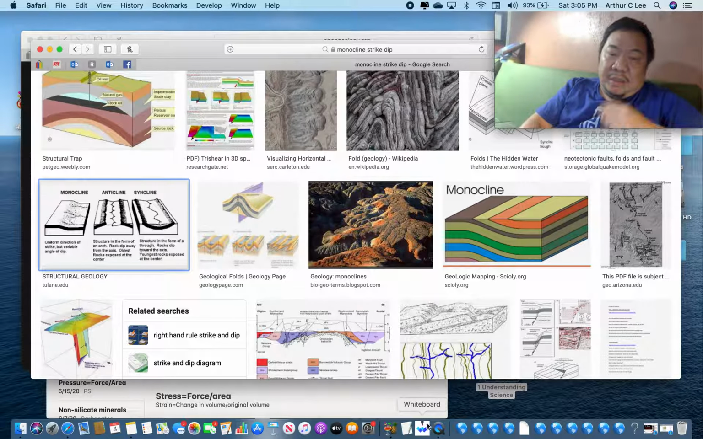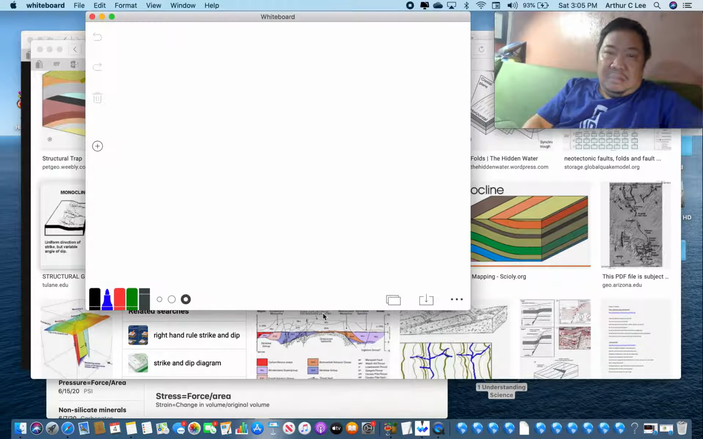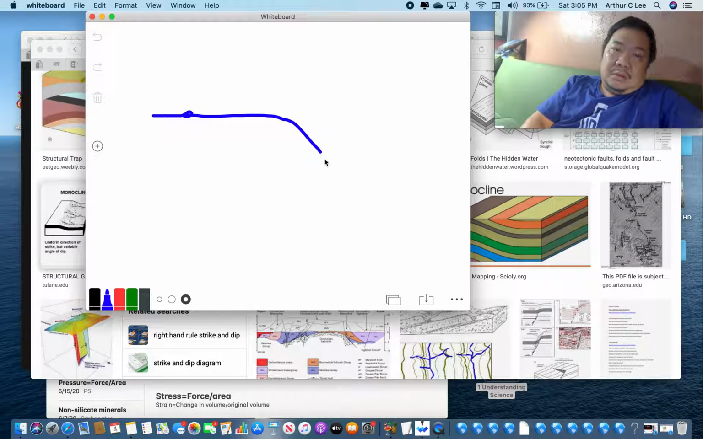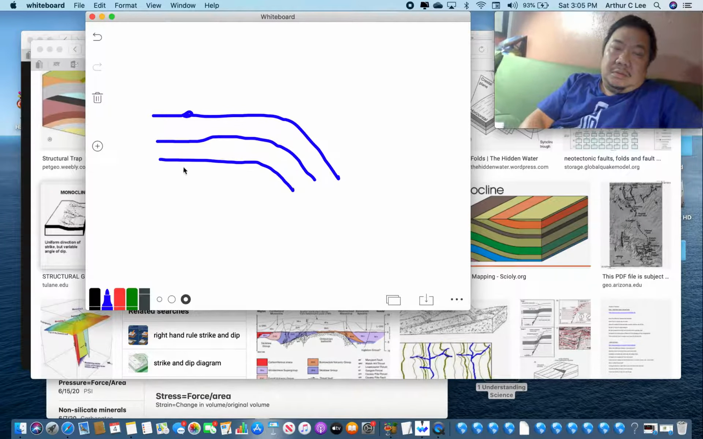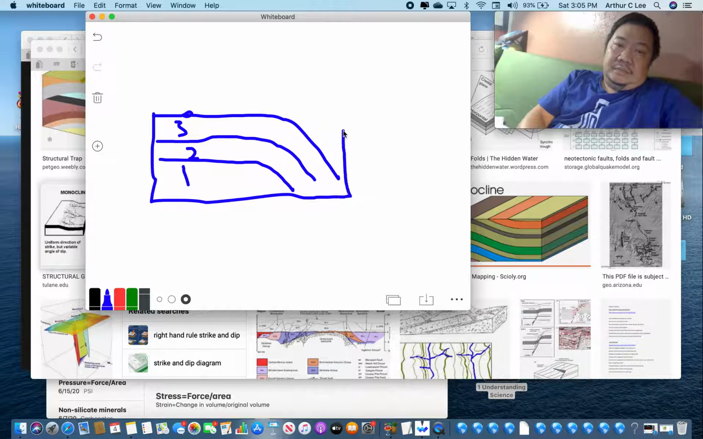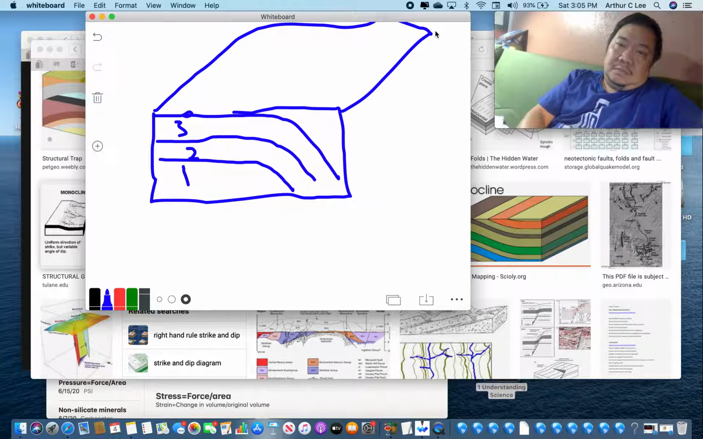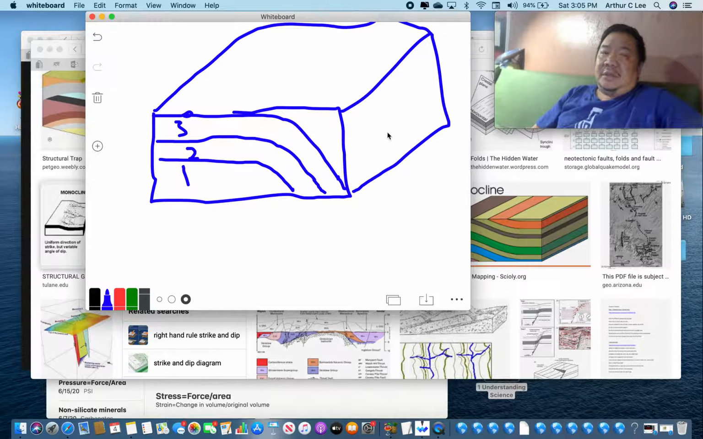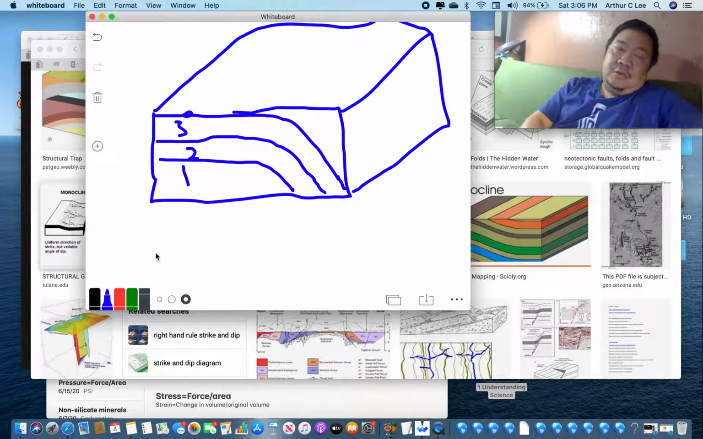Okay, so bottom line is, let's go back to our whiteboard here. So a monocline is going to look like this. That's a monocline. Let's make this into a block diagram. Now let's say I asked you to fill in these two white spaces. Could you do it? Well, you could if you knew what this symbol meant. Okay, here's another symbol we need to learn about. That symbol means horizontal beds, flat beds.